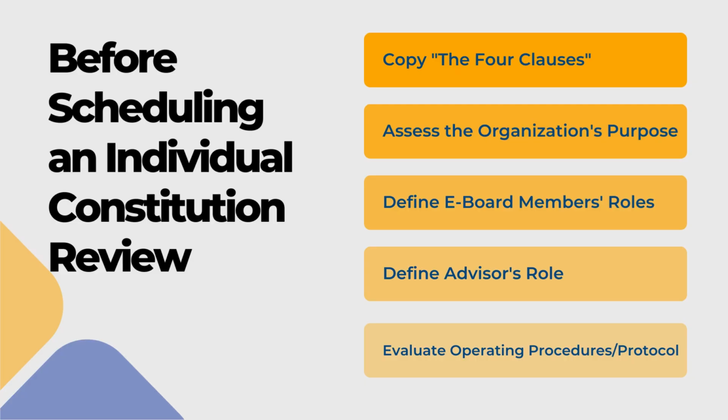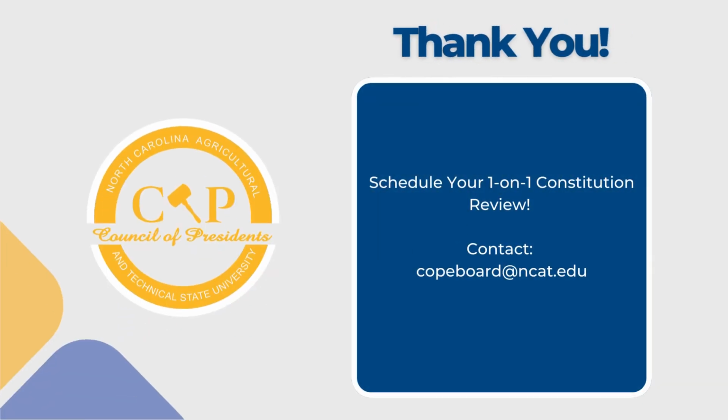You can always visit the Council of Presidents for an individual constitution review. Beforehand, make sure that you copy the four clauses, assess your organization's purpose, define your e-board members' role, define the advisor's role, and evaluate operating procedures and protocols. You can contact COP eBoard at ncat.edu to schedule your one-on-one constitution review.